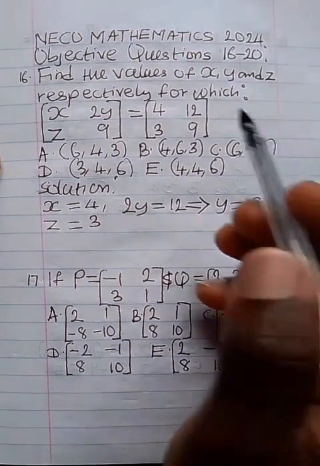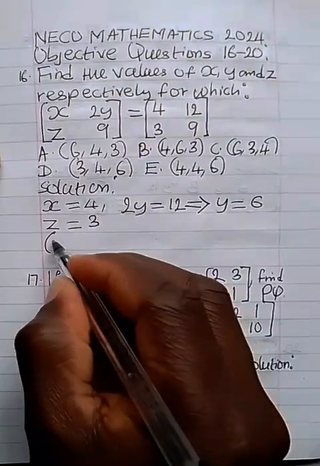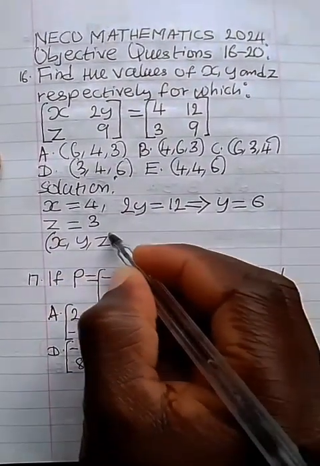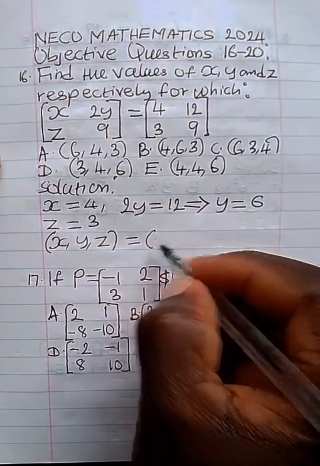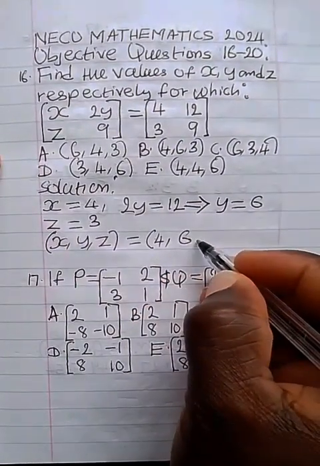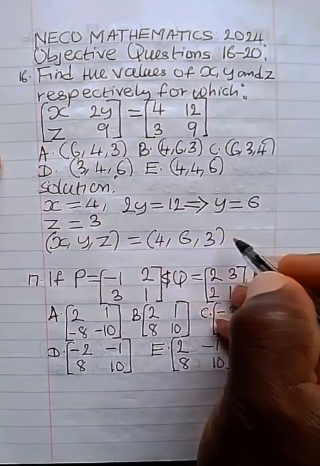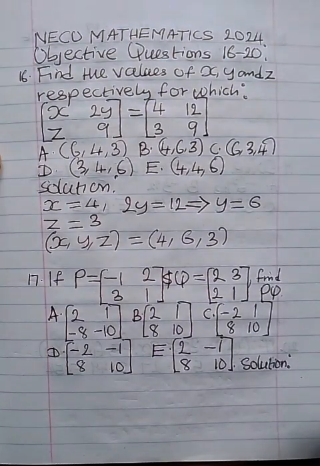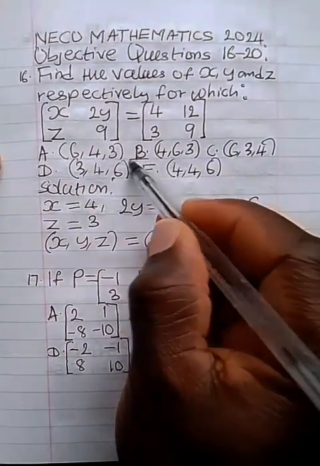Following the order of the letters, let's open bracket. We have S, Y, Z. That is equal to, bracket open, S is 4, Y is 6, and Z is 3. The correct option is B. So we have B.